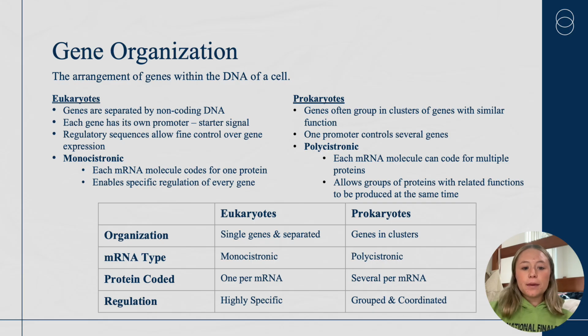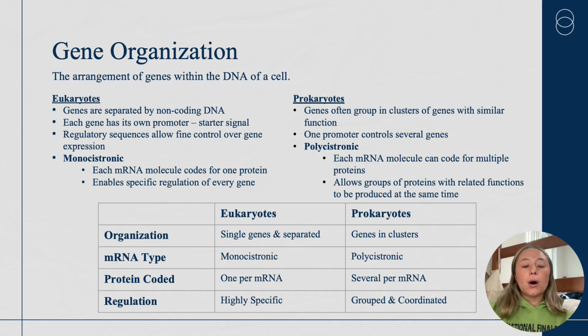Hi, I'm Brooklyn Trice. I'm going to be talking about gene organization and ribosomal structure. To begin, gene organization is the arrangement of genes within the DNA of a cell. First, we're going to start with prokaryote gene organization, which includes genes that are separated by non-coding DNA. Each gene has its own promoter. A promoter is a starter signal. Regulatory sequences, which allow fine control over gene expression.